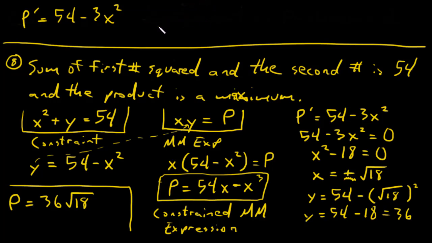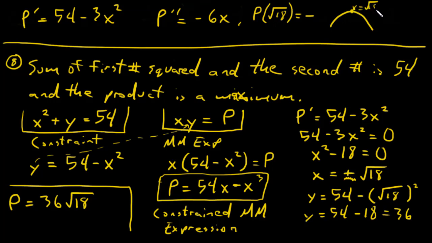So p double prime is going to equal what? Well, 2, and the 54 is gone, so 2 times negative 3 is going to be negative 6x. Okay? If I plug in root 18, p double prime of root 18 is going to be negative, which means it is concave down, which means that at root 18, we have a max, which is what we were hoping to have.